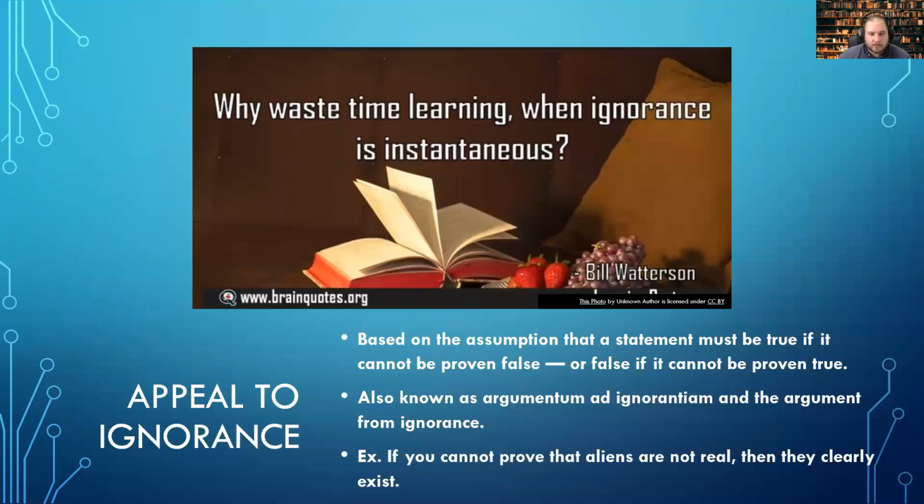Another one is what's called an appeal to ignorance. It's based on the assumption that a statement must be true if it cannot be proven false, or that it's false if it cannot be proven true. We also call this argumentum ad ignorantiam, or the argument from ignorance. For example, if you cannot prove that aliens are not real, then they clearly exist, right? Because you haven't proven to me that they're not real, they must exist. You have no evidence otherwise. And this isn't necessarily true. It may just be something we don't know yet.